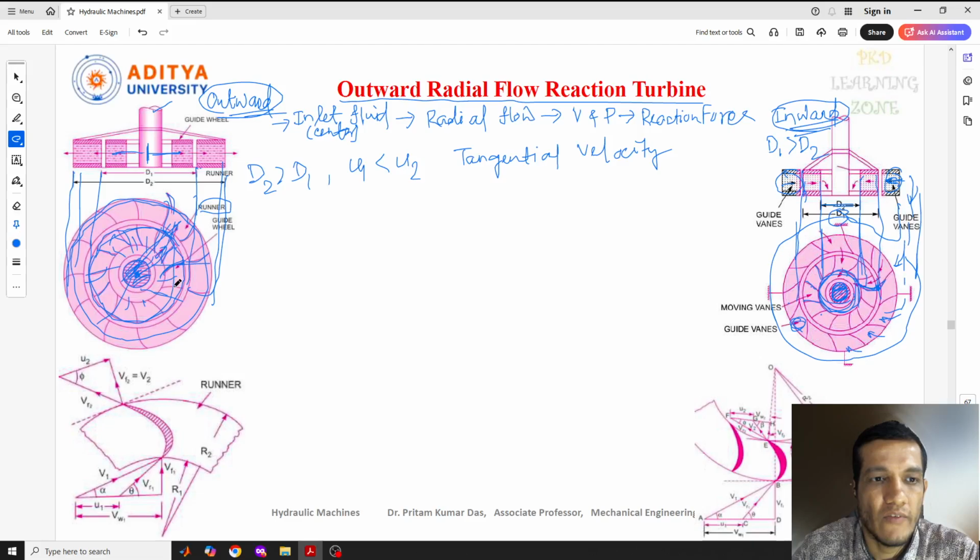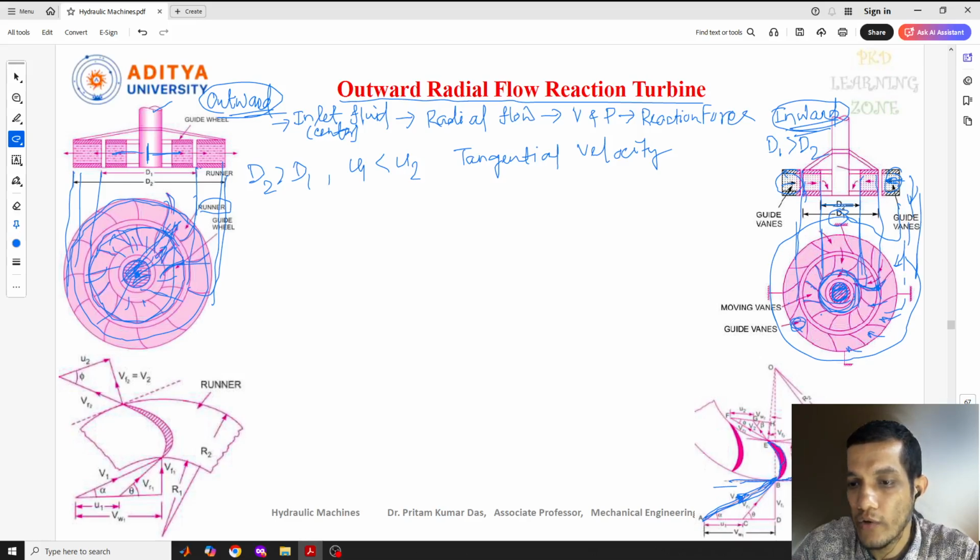Similarly, what about the velocity triangle for this? This was the velocity triangle we have seen for the inward radial flow turbine. At this point you can see this is the water fluid inlet. You can see at this point, this is the tangent of the blade, where the water is entering. So similarly, the water is entering at this point here, on the blade.